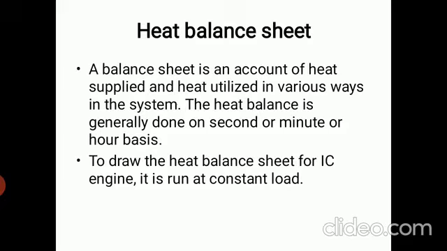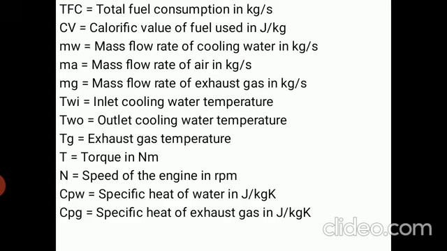Among the 100% of heat given as an input, how much energy is converted into useful power output, how much energy is lost in exhaust gas, how much energy is lost in the cooling medium. Some unaccounted losses are there. Unaccounted losses means you cannot calculate those values: some radiational losses, convective losses, frictional losses. So these are all unaccounted losses in a system. They will mention everything in the form of a sheet. These are all the terms you should know. We will discuss those terms.